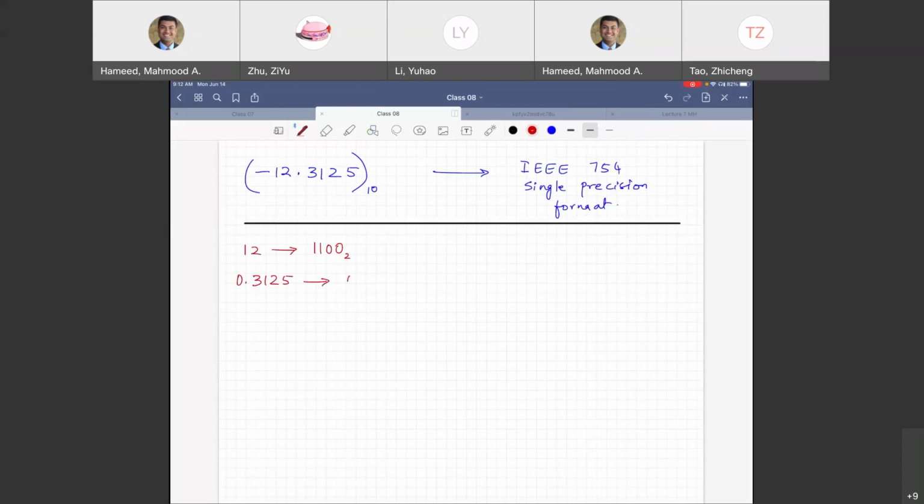I need 25, and I also need 625 will do it. Okay. So what is this going to be? 0 here, 1 here for the quarter, and I don't have anything after that, and I have 1 after that.